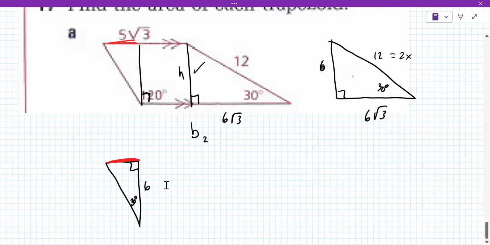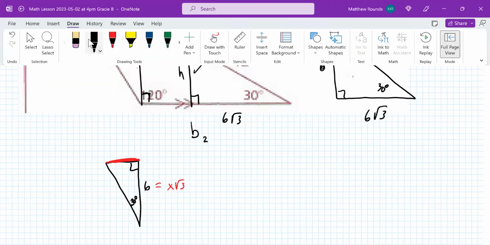So is the 6 in this triangle on the bottom, is it the long leg, the short leg, or the hypotenuse? The short leg. Short leg is always across from the 30. Is the 6 across from the 30? Oh no, long leg. Sorry, I thought you were asking for the red one. Yeah, the red one's the short leg. So this is the x root 3 side. Okay, so could you solve that for x for us, please, and rationalize as needed? Yes.